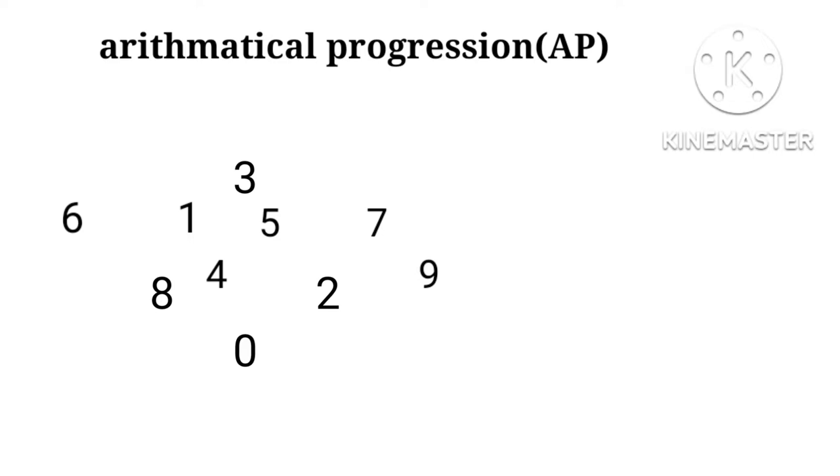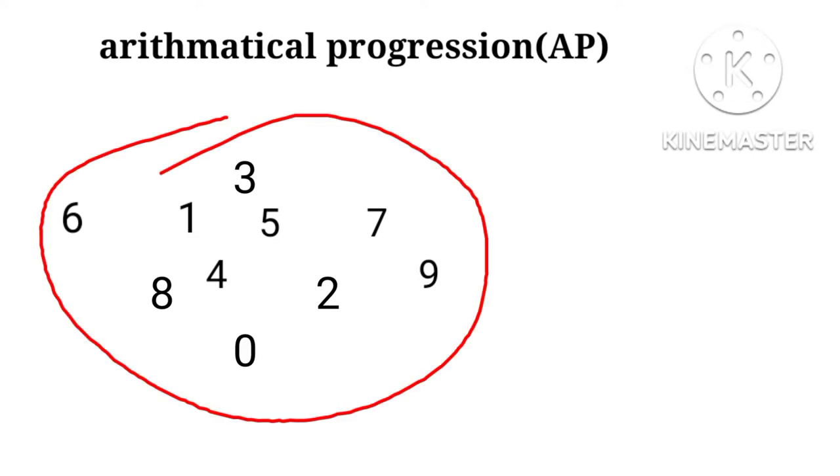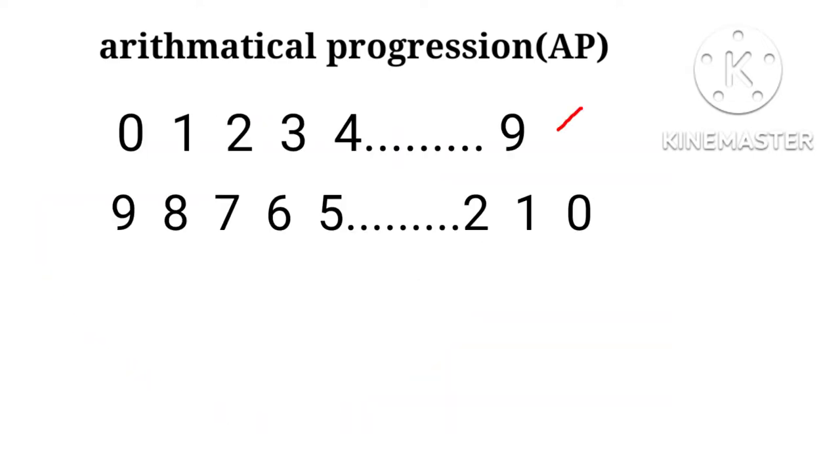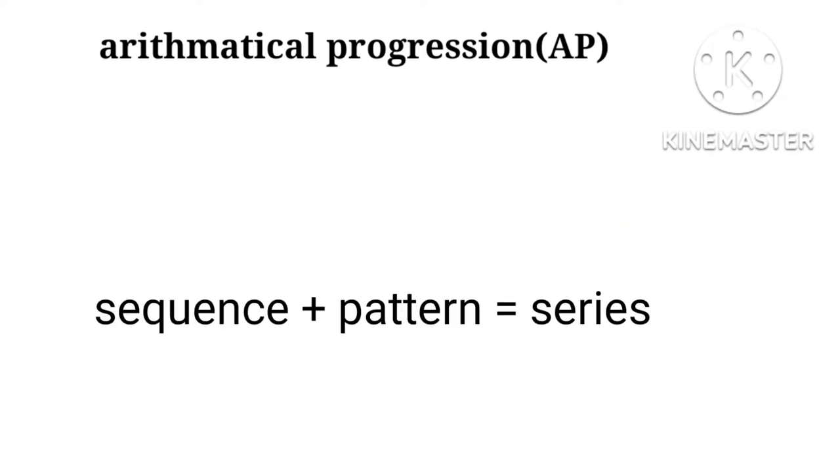Let we have counting numbers from 0 to 9. When we arrange them in order, either increasing or decreasing, it becomes a sequence. So a sequence arranged with some pattern or a rule is called a series. Here 0, 1, 2, 3, 4 is a series with a consecutive difference of 1.